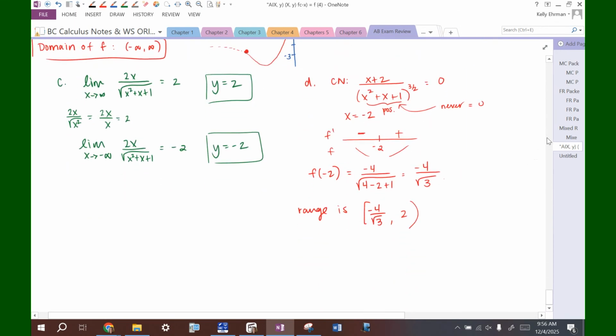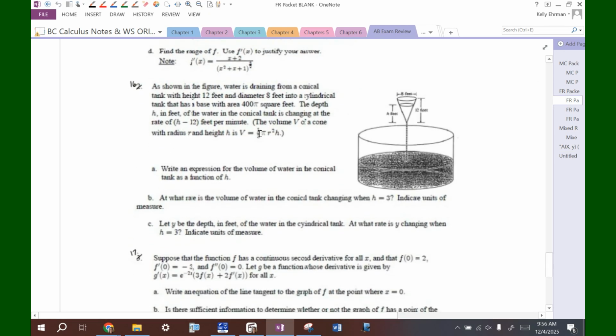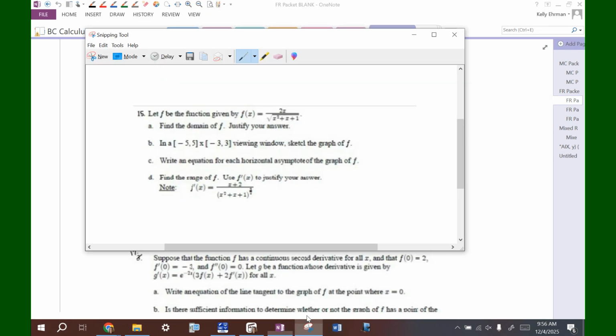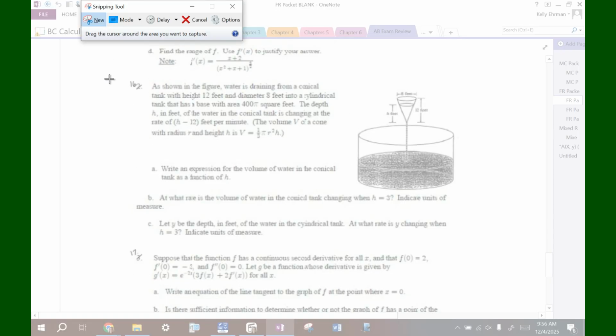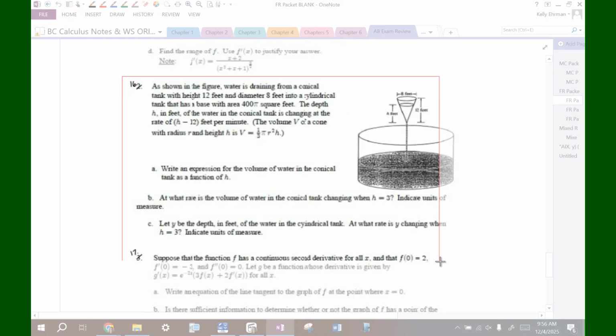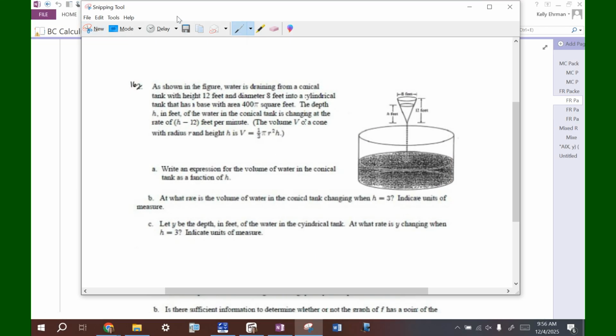All right, what's the next problem? Let's see. Number 16. This seems like a related rates problem that we've seen before or something like it.